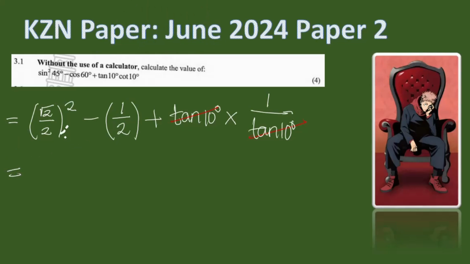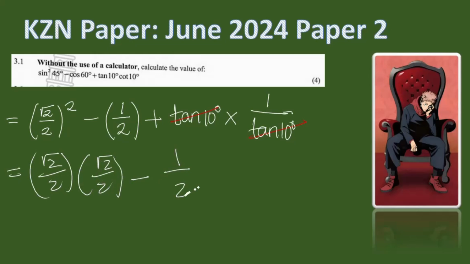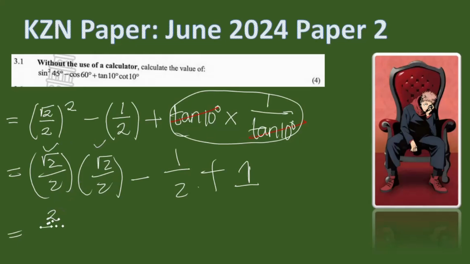What am I having here? I'm having this thing being written twice. That's a root 2 over 2 multiplied by a root 2 over 2 minus 1 over 2 plus, what is this whole thing? This entire thing is 1, right? And then if this thing will end up giving you a problem, just use a calculator to be safe, right? Root 2 times root 2, that is 2. 2 multiplied by 2, that is 4. Minus 1 over 2 plus 1.